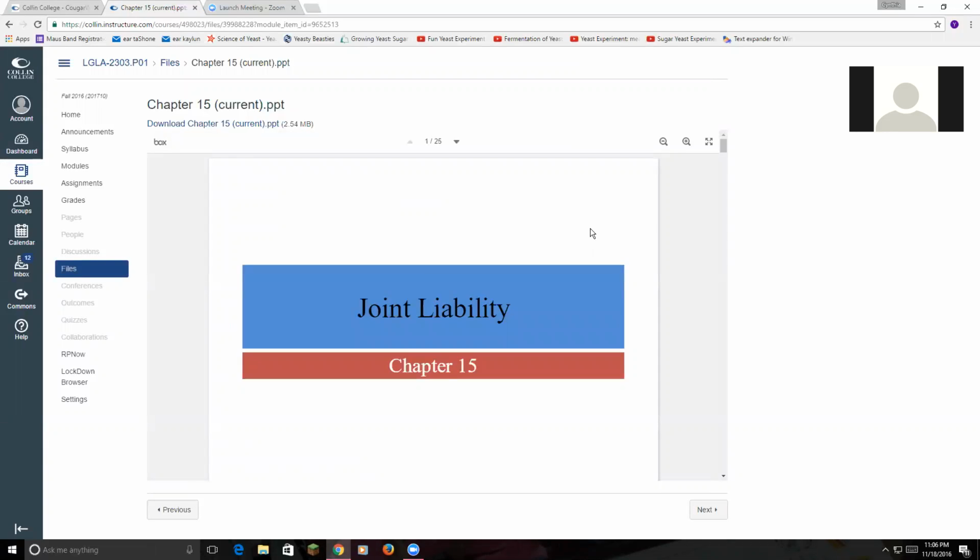The chapter is entitled Joint Liability, but when I hear the word joint, at least I think of two parties being involved, but you can actually have many more than two defendants who are sharing or who are participating in some way in the liability of each other. So let's get started.